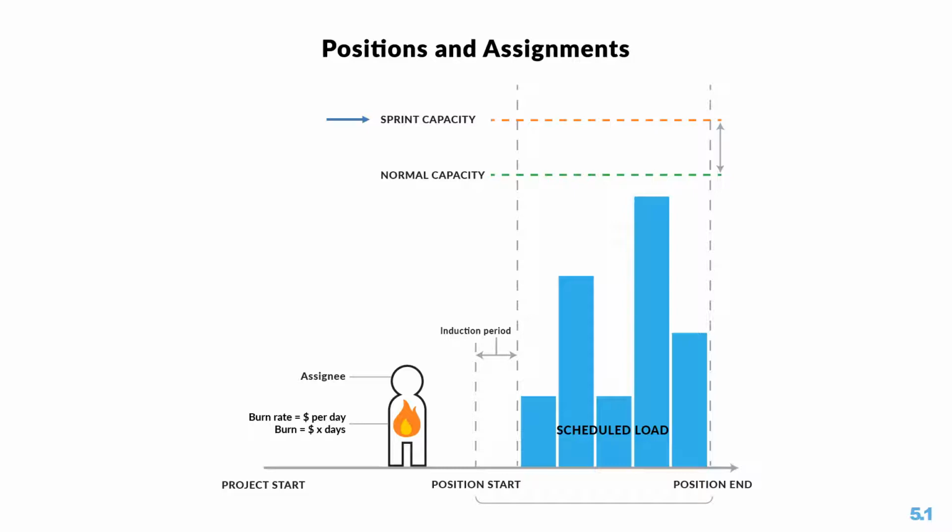Incidentally, running at sprint capacity the whole time is a recipe for burnout. So what then is the optimum number when we look at load versus capacity, or put another way, demand versus supply?